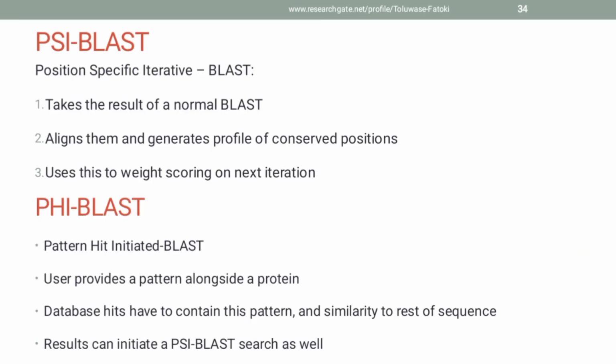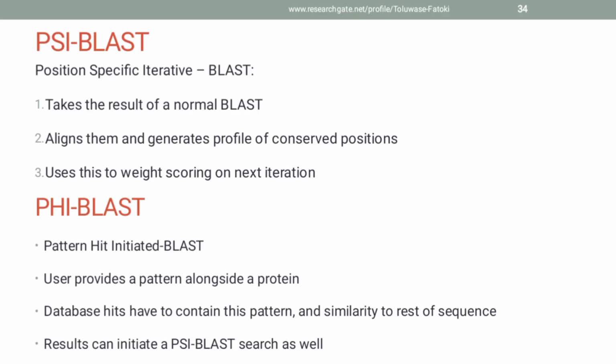If you talk about PSI-BLAST, we call it position-specific iterative BLAST. You take the results of a normal BLAST, then align them and generate a profile of the concerned position, and use that profile to generate a weighting score for the next iteration. So depending on the iteration period that you have selected, it gives you your result.